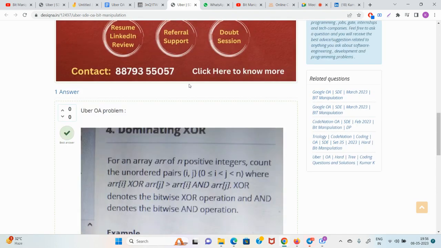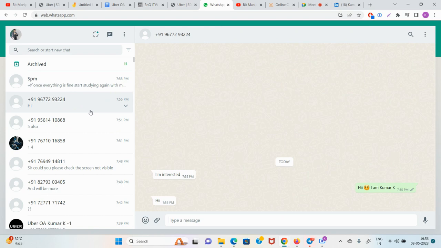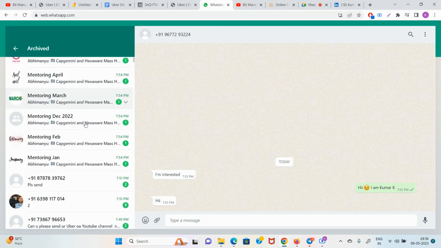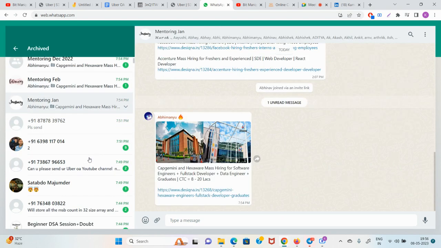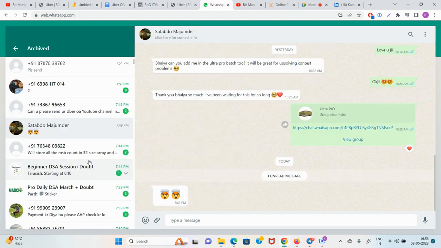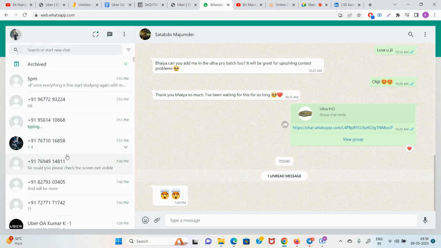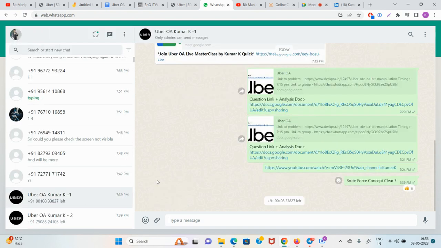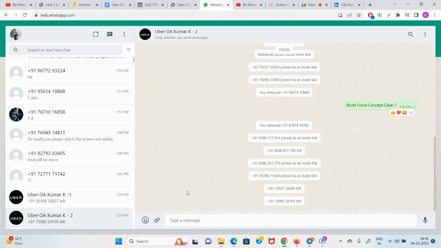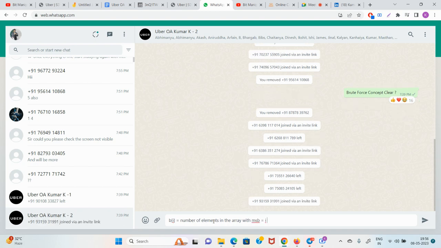Guys, is the meaning clear of what I'm trying to do with B of I? I will write it in the group also. Let me check. Where is our Uber group, guys? So yeah, B of I is nothing but the number of elements in the array with MSB equal to I. Guys, is this meaning clear to everyone?